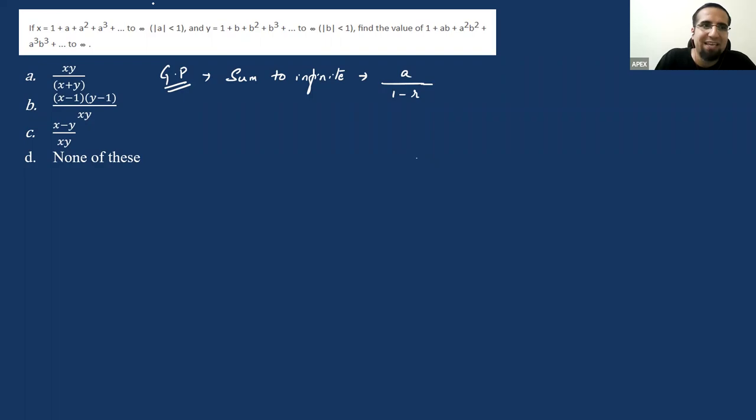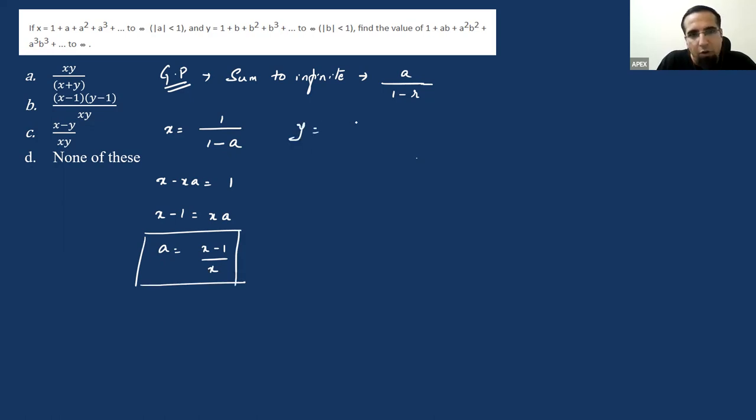If you observe, this question says X is equal to a series in infinite geometric progression, and then Y is also a series in infinite geometric progression, and the question asks me to find the value of 1 plus AB plus so on, in the form of X and Y. So let's understand. The value of X will be, the first term is 1, and 1 minus R, the value of R is equal to A here, because the common ratio is A here. So let's write A in terms of X. So this gives me X minus XA is equal to 1. Or I get X minus 1 is equal to XA. Or I get A is equal to X minus 1 divided by X.